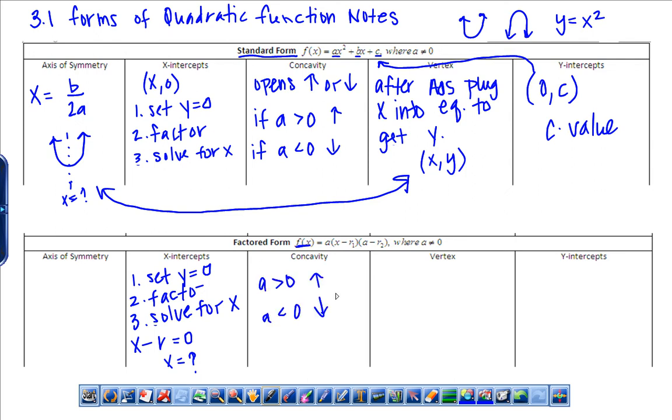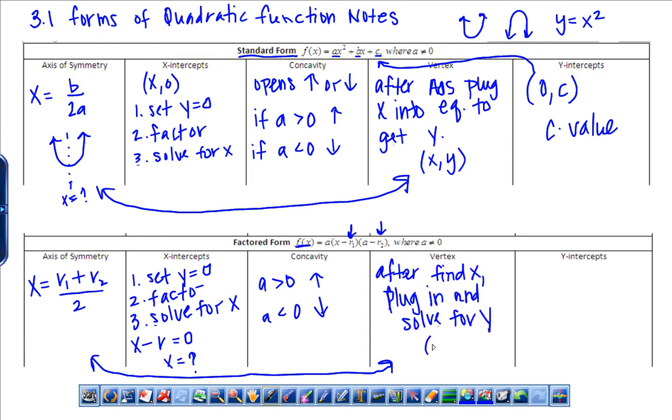Okay, I'm going to back up to axis of symmetry. Your axis of symmetry is still going to be an x equals, because remember we're going down the center here. We're going to take our r values here and say the average of them. So r1 plus r2 over 2. Since your axis of symmetry and your vertex go together, after finding your x, we need to solve for y. You should have an ordered pair, which is x comma y. Your vertex is this point right here, either the lowest or the highest point.